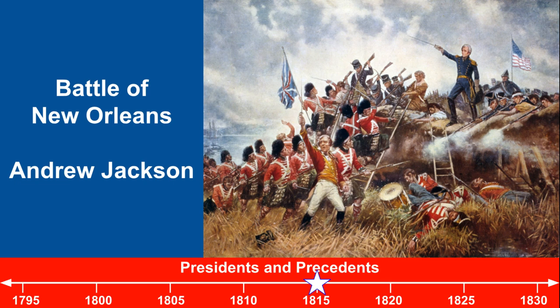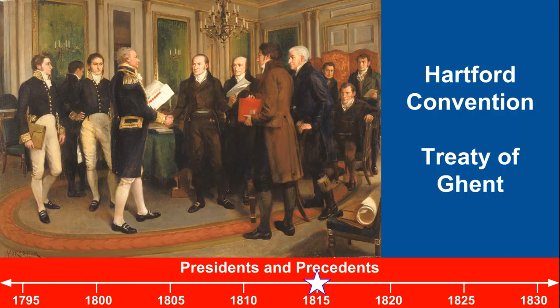This was the final battle of the War of 1812, and it actually happened after the war had officially ended. The British had decided that the war just wasn't worth the effort and the cost. But news didn't travel fast in the early 1800s, so neither Jackson nor his British opponents knew that the war had actually ended before the Battle of New Orleans had started.